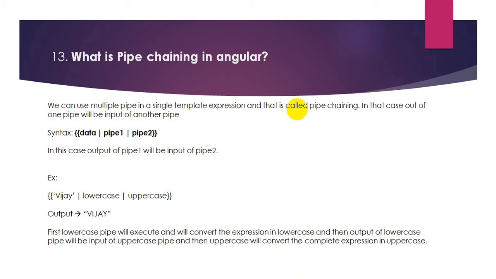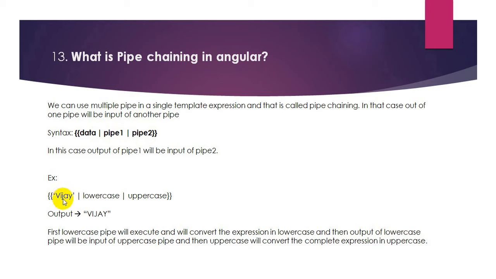What is chaining in Angular? As we saw in the previous question, a pipe transforms a value from one format to another format. We can use multiple pipes in a single template expression, and we call that pipe chaining. How does pipe chaining execute? Pipe chaining always executes from left to right. What does it mean? It means the output of the first pipe will be the input of the second pipe.